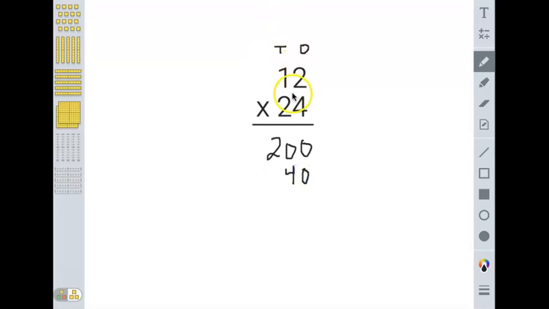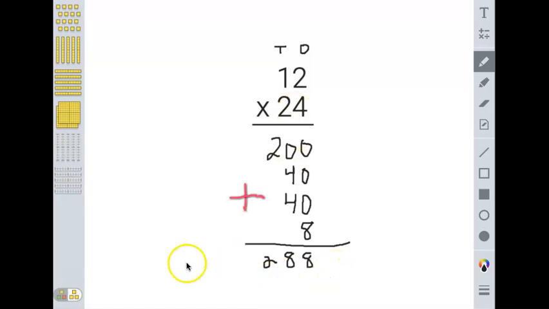Now moving on to the bottom, we have 10 times 4, which is 40 as well. 2 times 4, which is 8. We will add all of these numbers up together, which will give us 288. Now that we have successfully gathered all of our partial products, that being 200, 40, 40, and 8, to give us our final answer of 288, we can apply this back to our word problem.